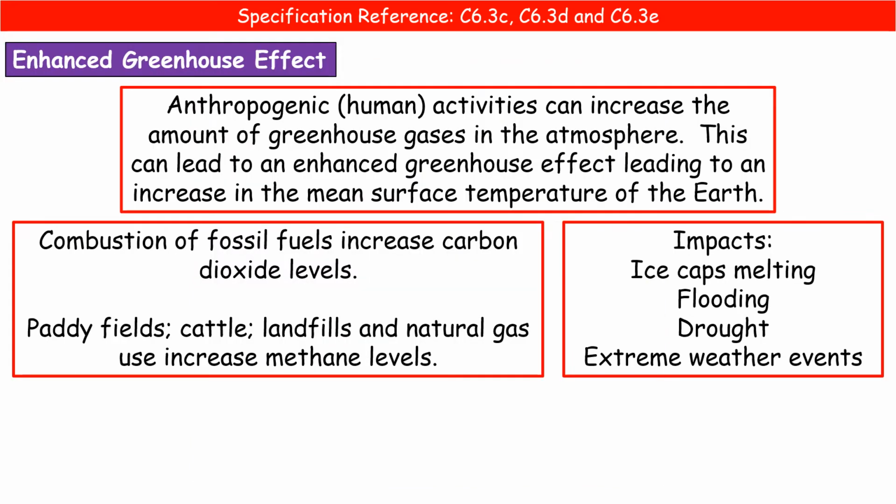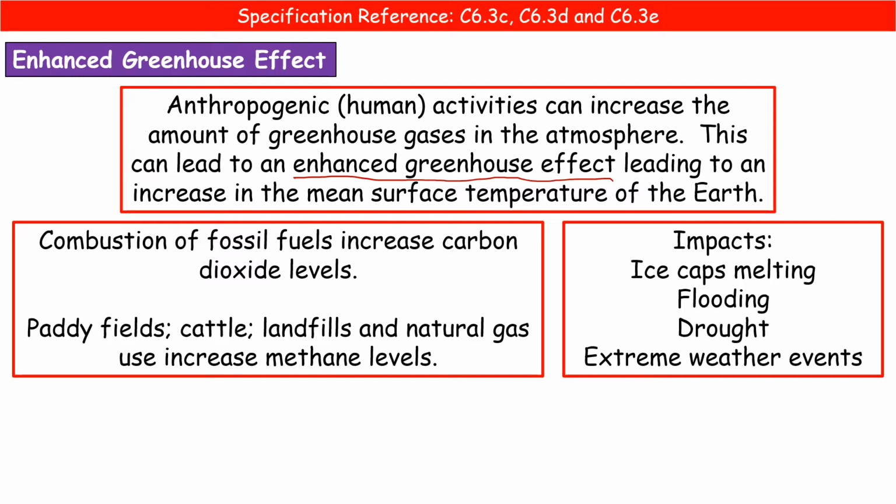What we do know is, despite the fact there is of course a natural cycle of warming that happens here on Earth, human activities are increasing the amount of greenhouse gases in the atmosphere. As a result, we have something we refer to as the enhanced greenhouse effect. So this is basically human activities causing a much greater greenhouse effect than would occur naturally. And as a result, we see the mean surface temperature of planet Earth going up.